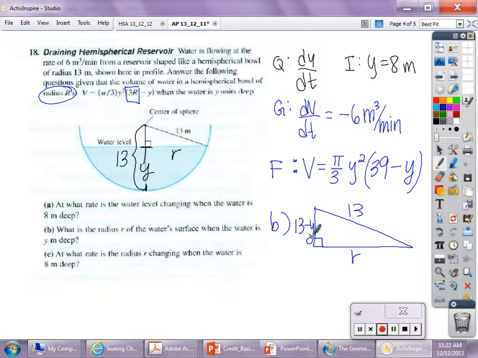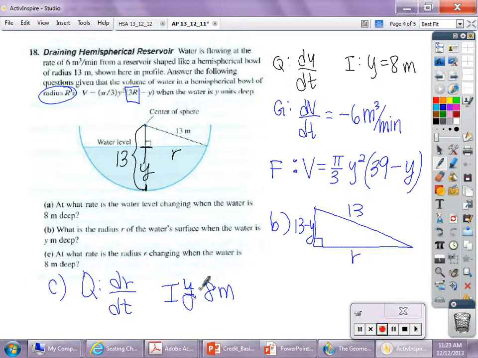And then part C says, at what rate is the radius changing when we're 8 meters deep again? So 8 meters deep is our y again. We're in the same instance, okay? So everything else in the problem you get to use. Does that explain the problem enough without me doing the whole thing? Travis, you sure? You awake?